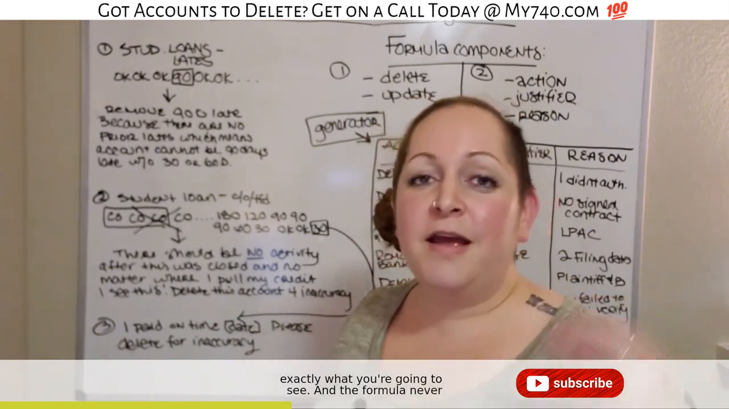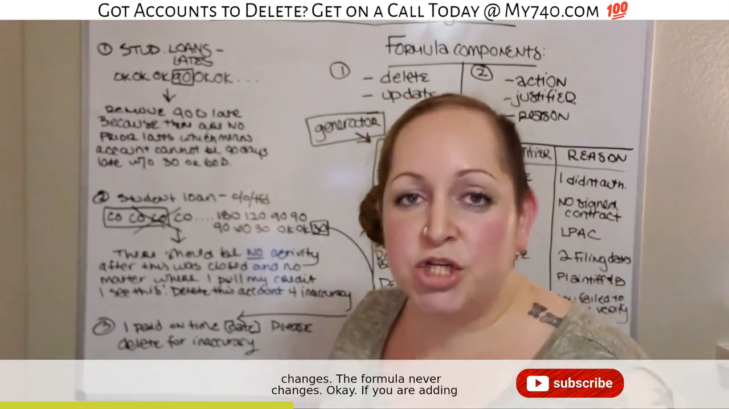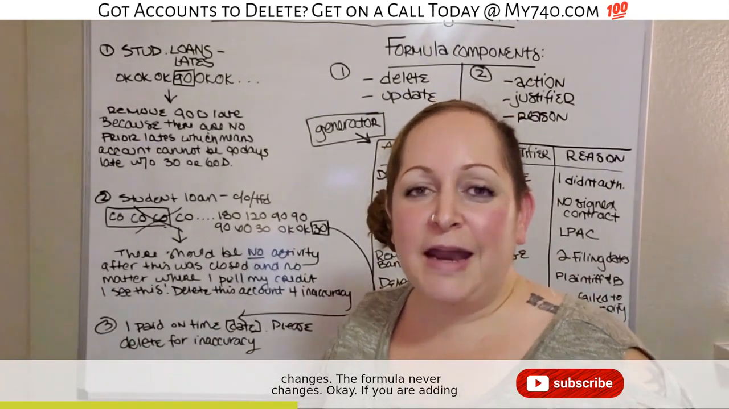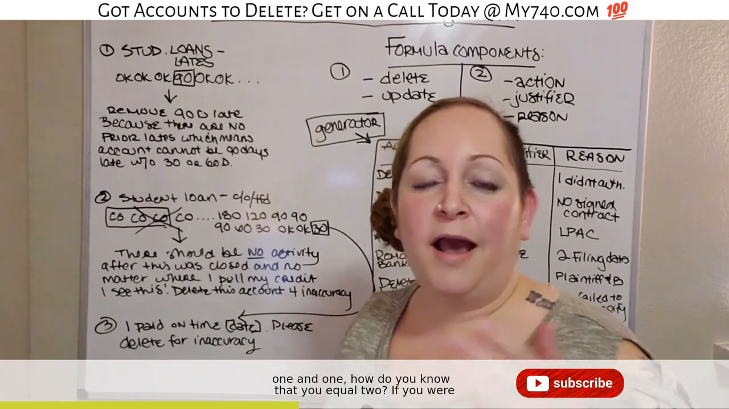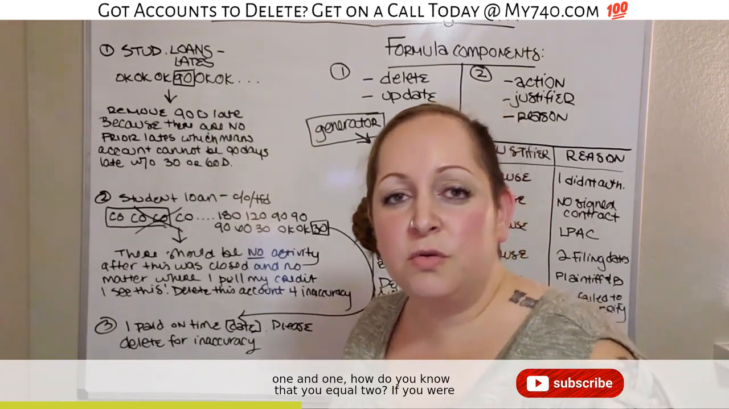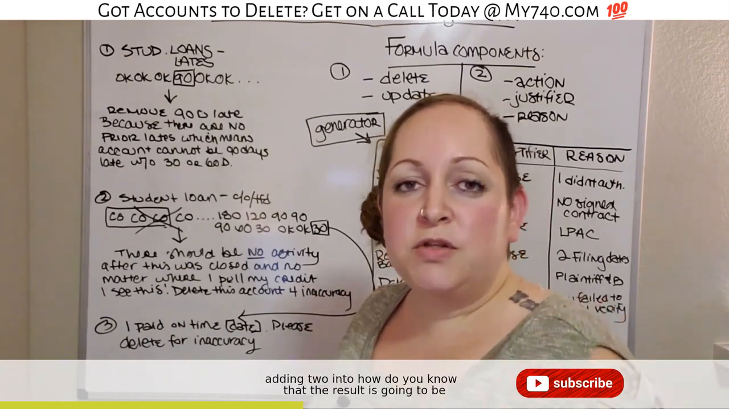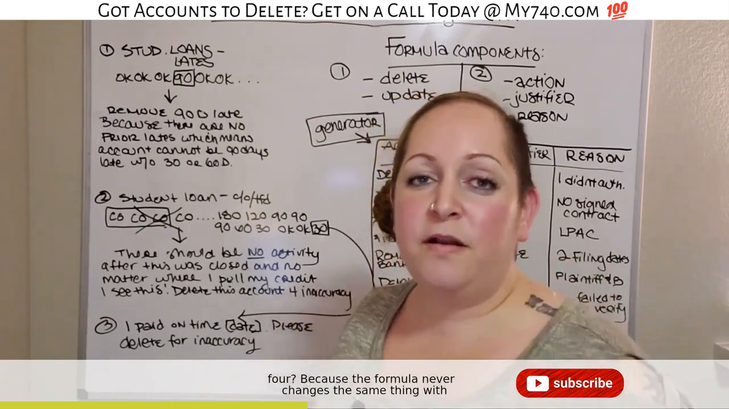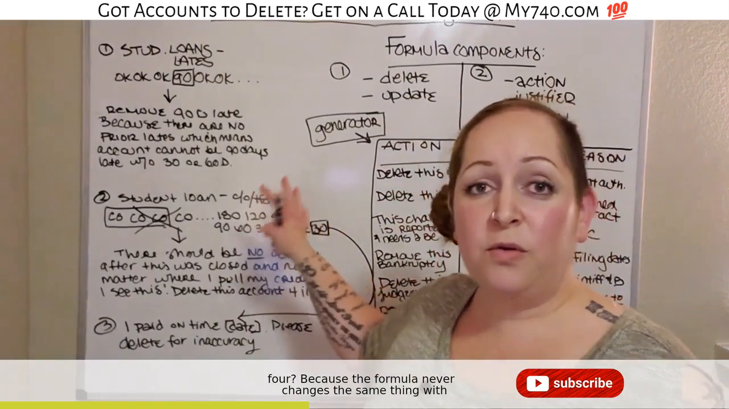And the formula never changes. The formula never changes, okay? If you are adding 1 and 1, how do you know that you equal 2? If you are adding 2 and 2, how do you know that the result is going to be 4? Because the formula never changes. The same thing with this.